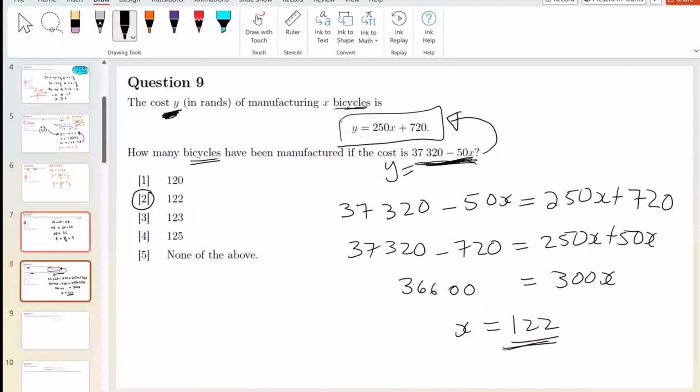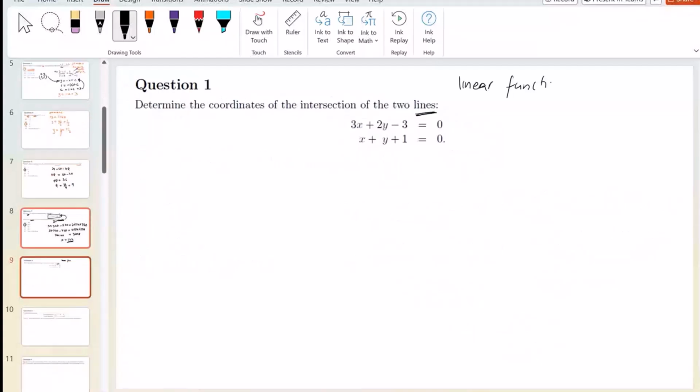Here they say determine the coordinates of intersection of two lines. Lines is about linear functions or equations. And then intersection, we are thinking of simultaneous equations.